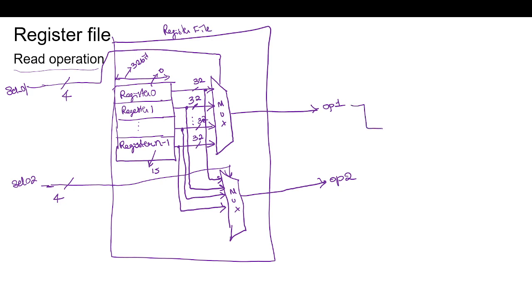And then these operands we apply to this ALU, and based on the opcode we get the output. This is for the read operation. Now, if we wish to write into these registers, the architecture for writing will have write 0, like register 0, register 1.